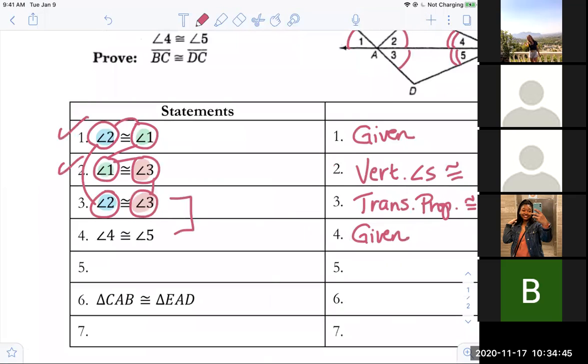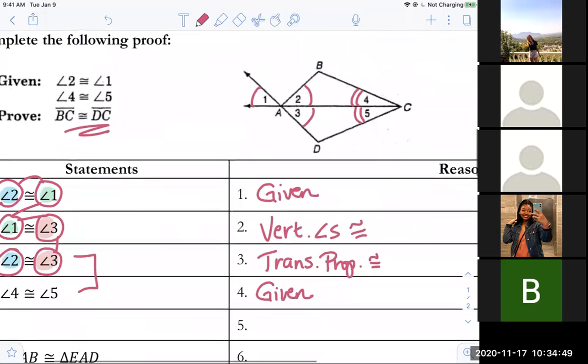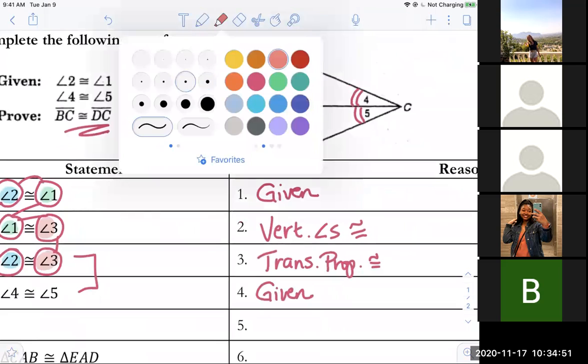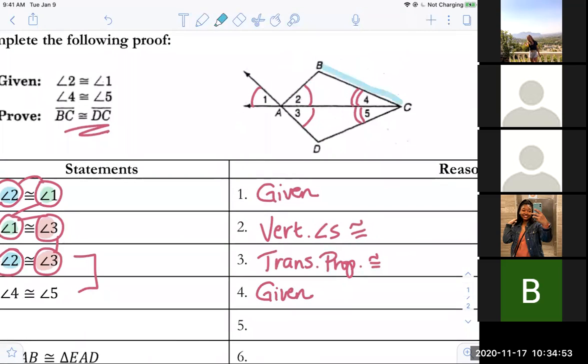Now I'm going to look ahead a little bit. What we're trying to prove are congruent segments, BC and DC. BC is here and DC is here. So if we prove the triangles congruent, then those will be corresponding parts.